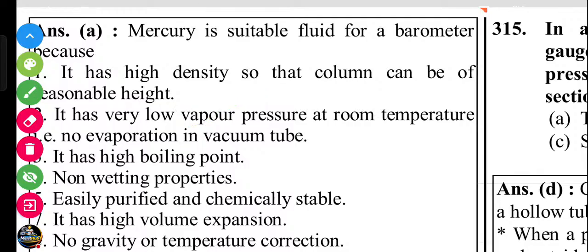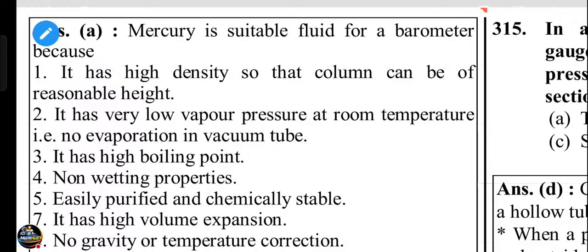Mercury is a suitable fluid for a barometer because it has high density so that the column can be of reasonable height. It has very low vapor pressure at room temperature, so no evaporation in the vacuum tube. It has a high boiling point, non-wetting properties, is easily purified and chemically stable. It has low volume expansion, so no gravity or temperature correction.